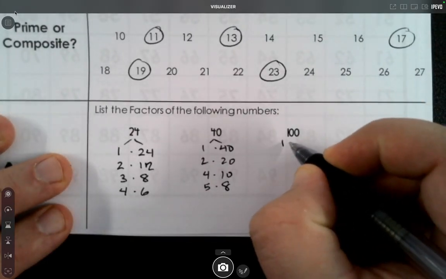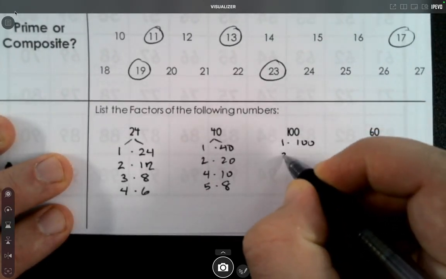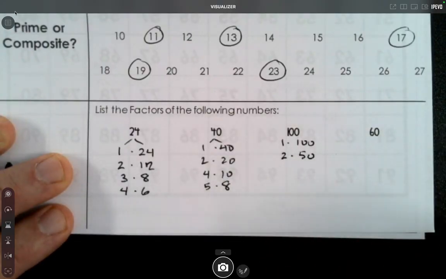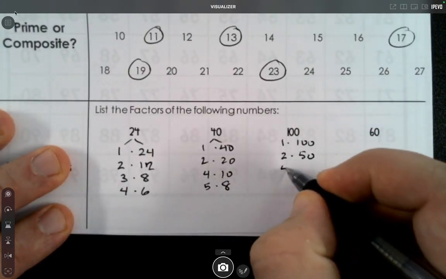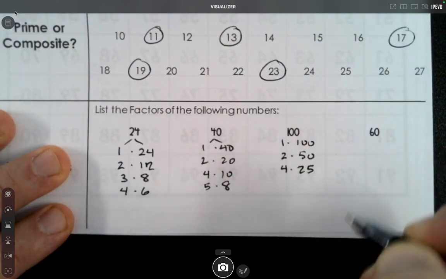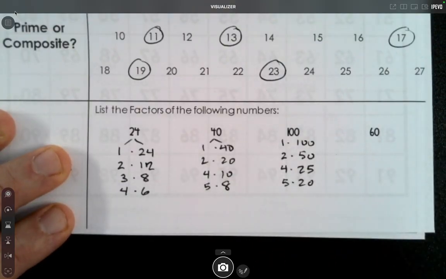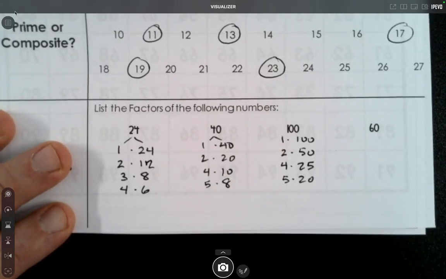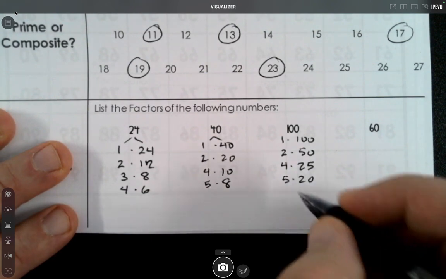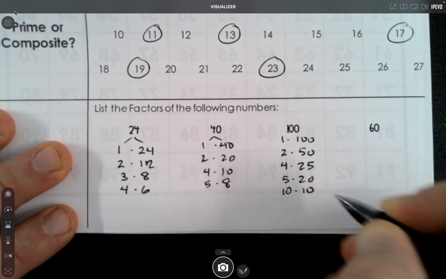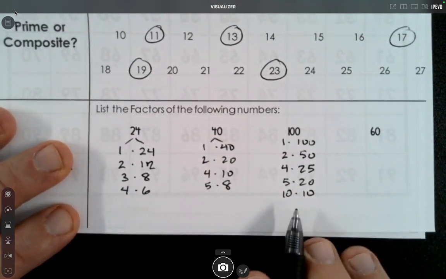So for 100, we get 1 and 100, 2 and 50, 3 doesn't work, 4 and 25, 5 and 20, 6 doesn't work, 7 doesn't work, 8, no, 9, no, 10. 10 times 10. Okay, one note I want to make.